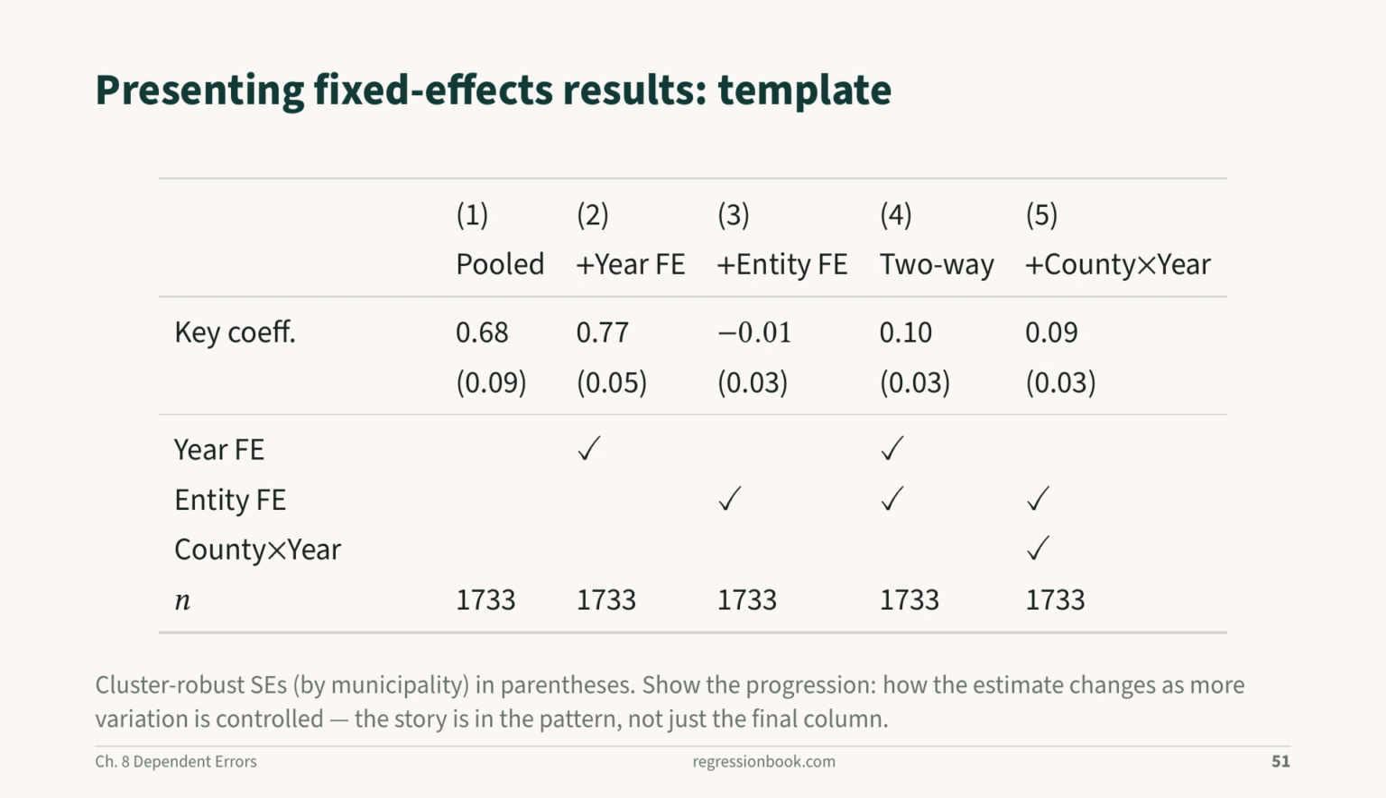The presentation template in miniature, 5 columns from pooled to county by year, the key coefficient marching from 0.68 to 0.09, check marks tracking which effects enter, clustered standard errors, and the sample size throughout. The caption states the philosophy. The story is in the pattern across specifications, not in any single column.